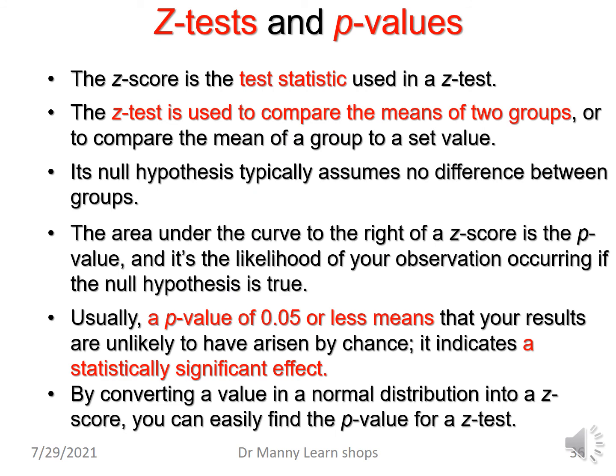Z-tests and p-values: the Z-score is a test statistic and it's used in a Z-test. The Z-test is used to compare the means of two groups or compare the mean of a group to a set value. The null hypothesis typically assumes no difference between the two groups. The area under the curve to the right of the Z-score is the p-value, and it's the likelihood of your observation occurring if the null hypothesis is true. Usually a p-value of 0.05 or less means that your results are unlikely to have arisen by chance. It indicates a significant statistical effect. By converting a value in a normal distribution to a Z-score, you can easily find the p-value for a Z-test.